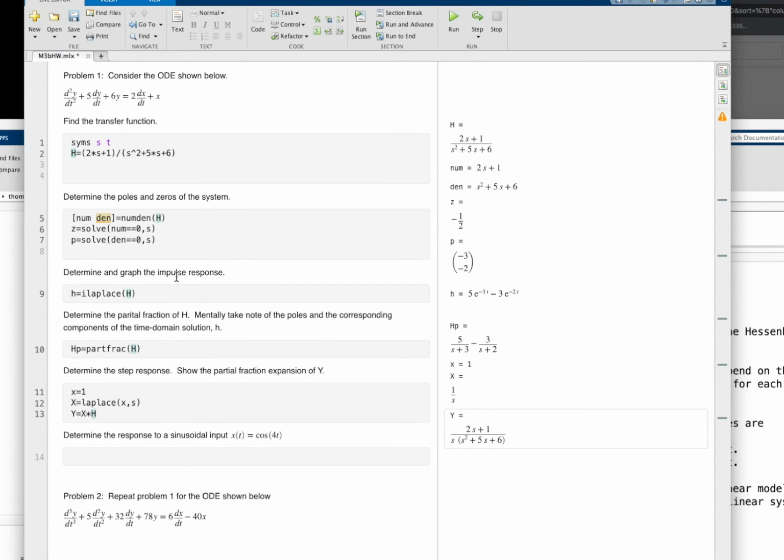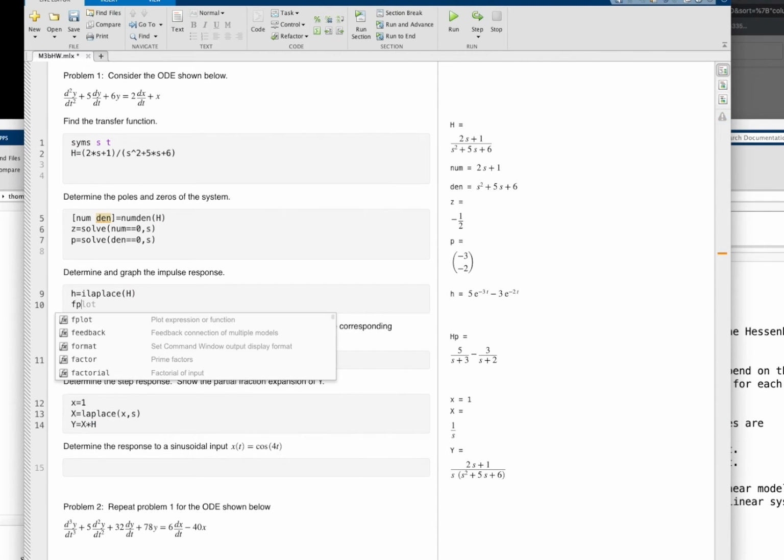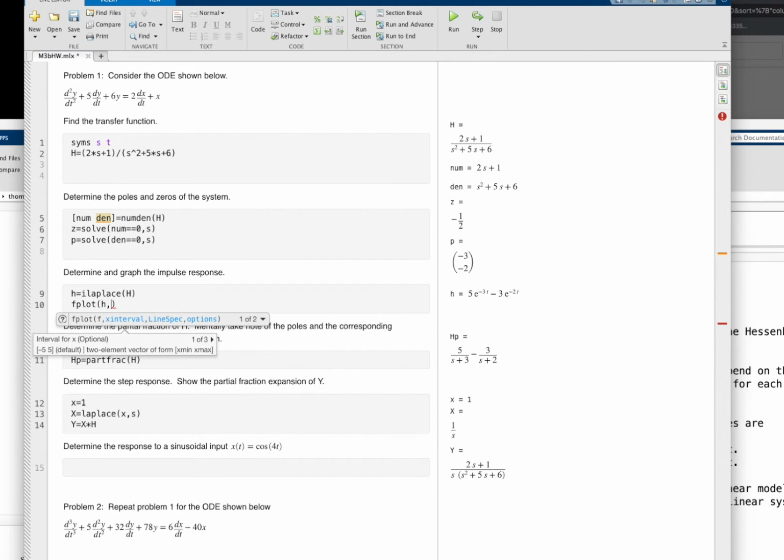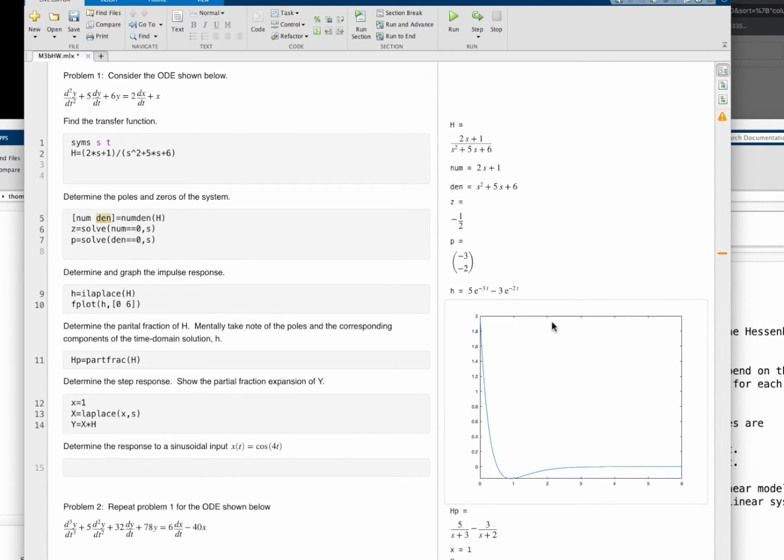Up in here, I said to graph the impulse response. I forgot to do that. So there's a real quick way of plotting symbolic functions. You just say fplot, and you give it the time range that you want to plot over. So let's go 0 to 6, just to take a look. Okay, so there's the picture that you would get for the impulse response.